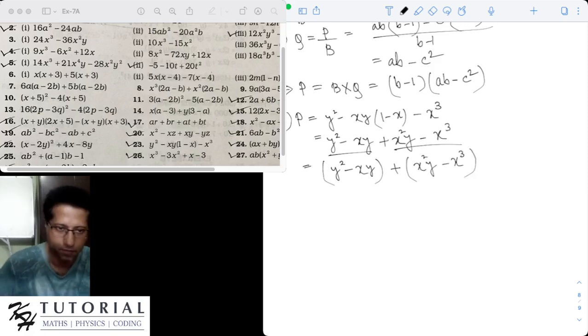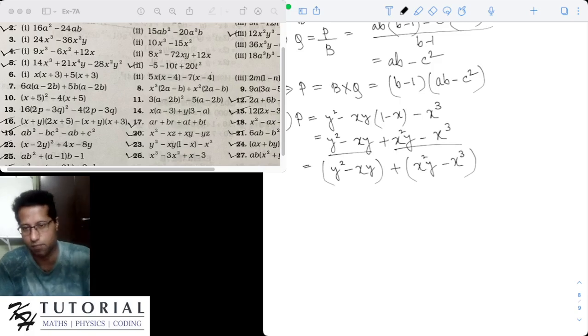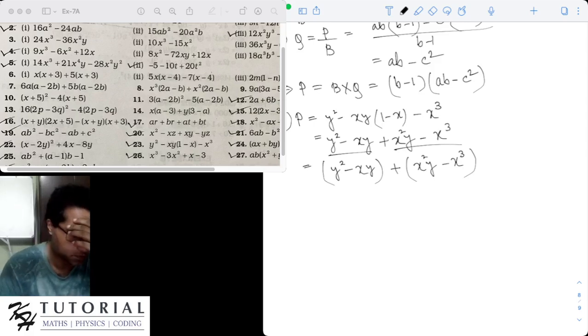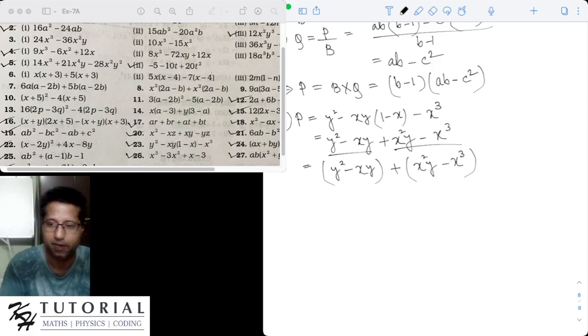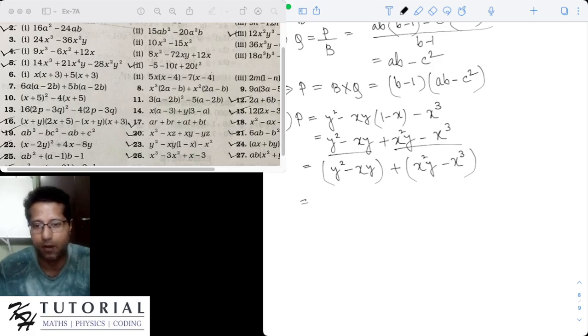Now this grouping will come with practice. You have to observe the terms and find how you can arrange them into groups so that all the groups have a common factor. This will come with a lot of practice. So this becomes group 1 and this becomes group 2.